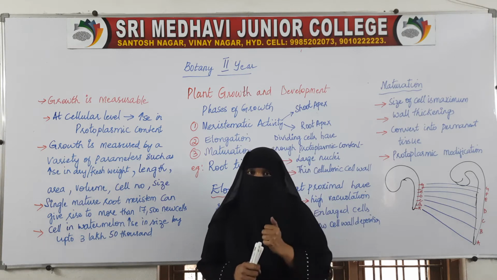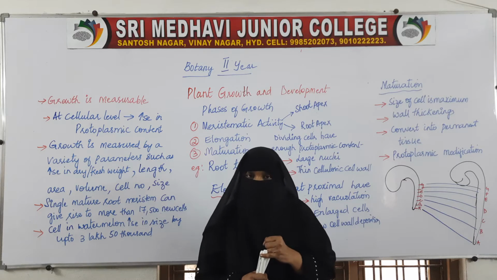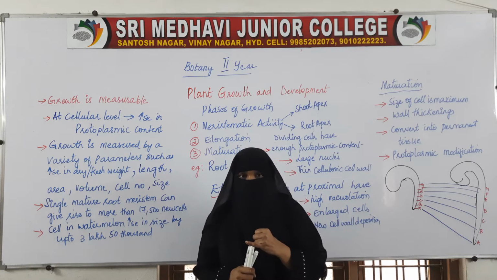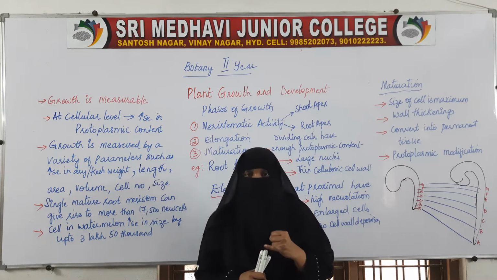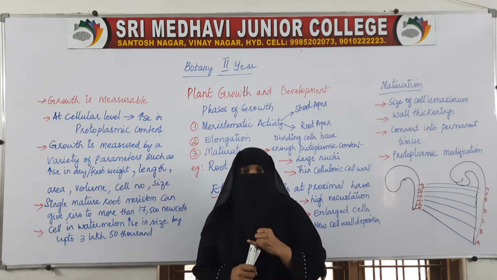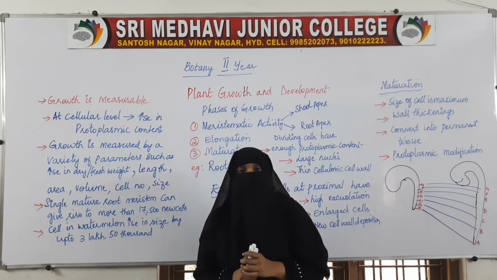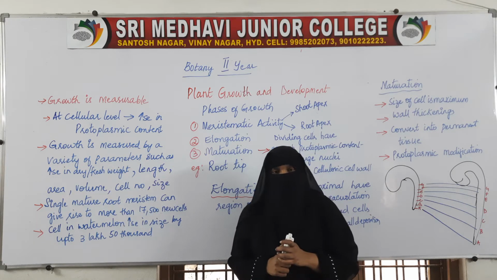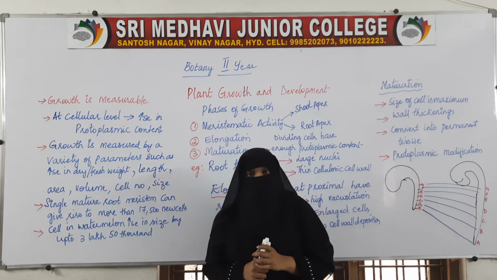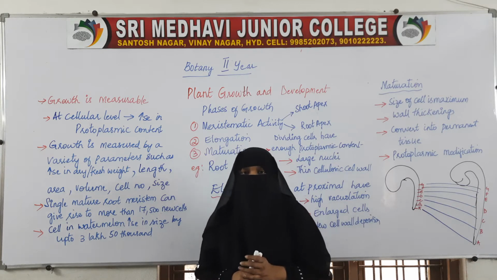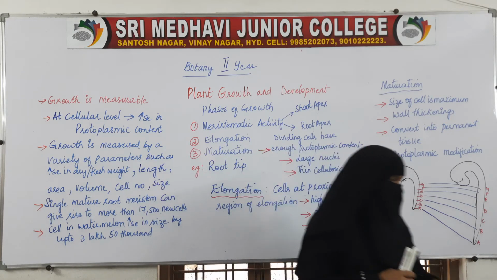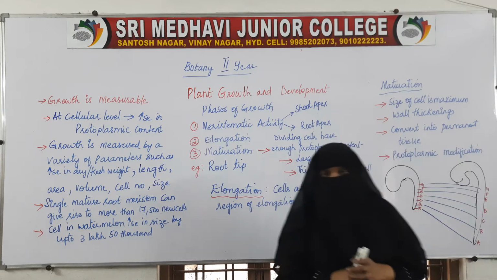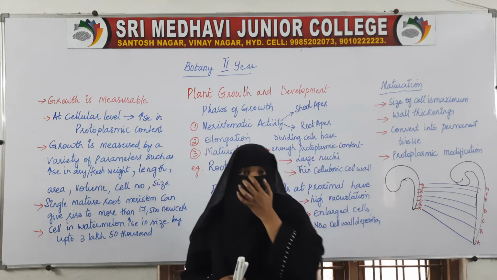Development takes place in two stages: one is growth and another is differentiation. Coming to growth in plants, the first step is seed germination. Seeds germinate during favorable conditions, and when the conditions are unfavorable, the seed undergoes dormancy.